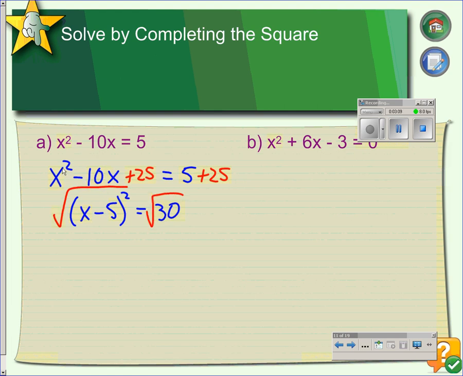Since 30 is not a perfect square, we can just write the answer as plus or minus root 30 instead of turning it into a decimal approximation. And then we can add 5 on each side. And we get x equals positive 5 plus or minus square root of 30.